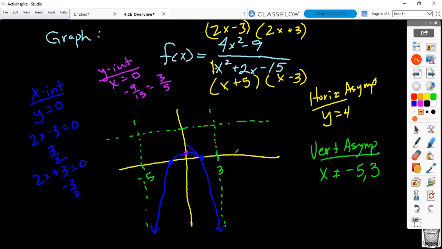Now, what's it doing on the right of 3 or on the left of negative 5? Because is it above the 4 or below? I don't know. Let's take a look. So let's put in a positive 4. That'd be over here, right? 4 would be 4 squared. Holy smokes, this is going to be some big numbers. Let me grab a calculator to help out with when we get to that big of numbers here. Let's see if I can find a calculator here somewhere.